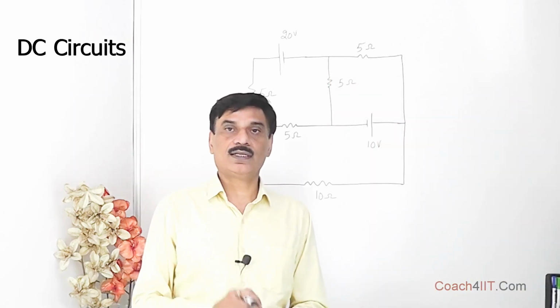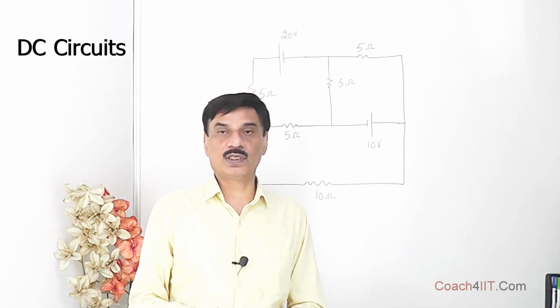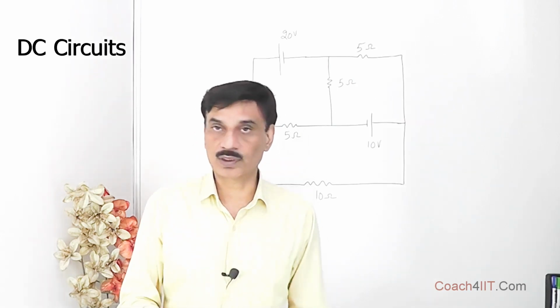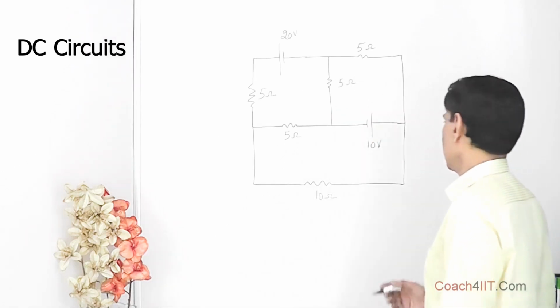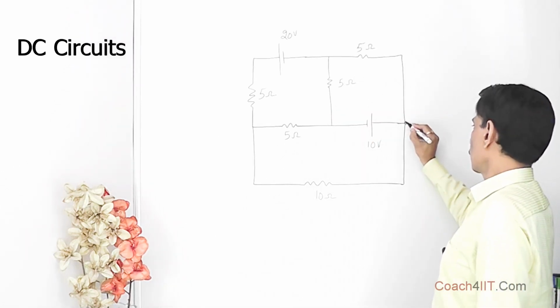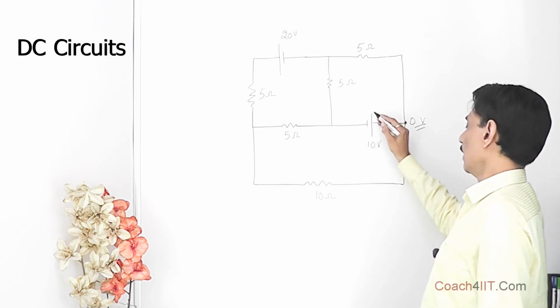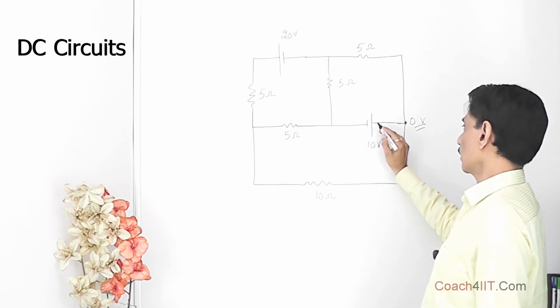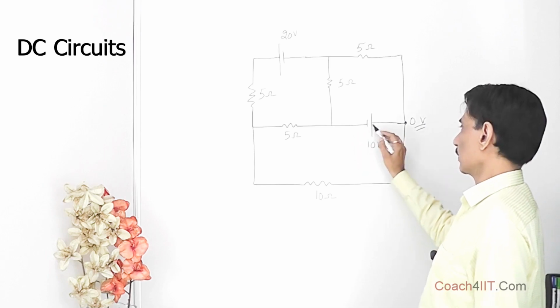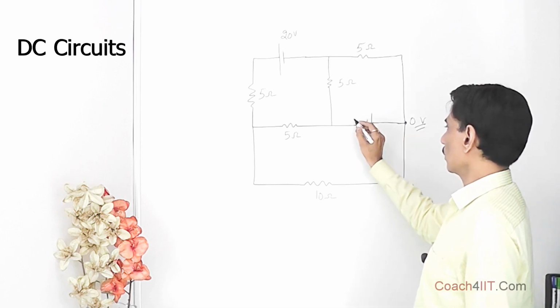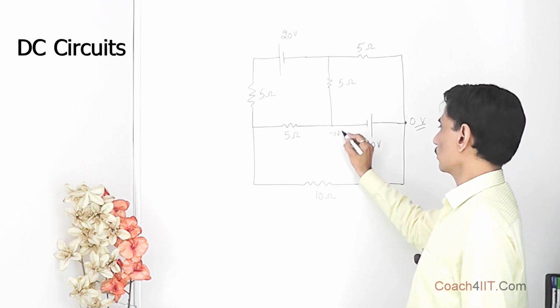The first step is to take one reference node, and we take it arbitrarily at 0 volt. We can take any node at 0 volt. Let's say we take this at 0 volt. Over here this is a battery, so the positive terminal is at 0 volt and the negative terminal is negative with respect to this. So this is at minus 10 volt, and this is also at minus 10 volt.